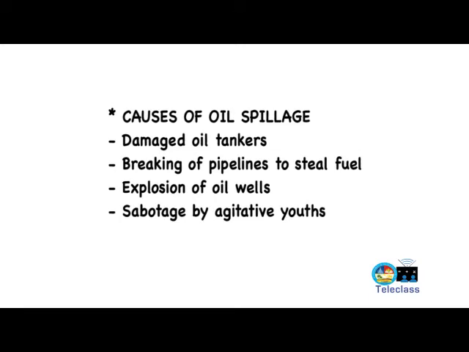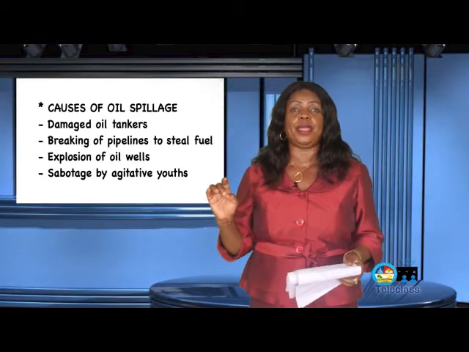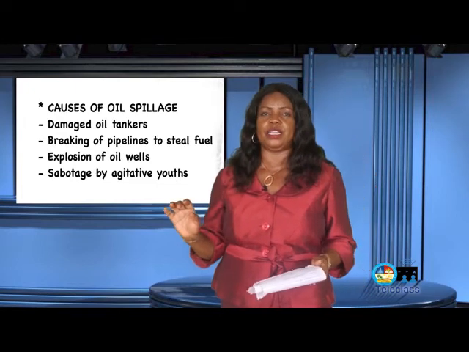One of the causes of oil spillage is damaged oil tankers. You see these tankers, some of them are being damaged. At the end of the day, the oil is being littered all over the land, causing water pollution. Another one again is breaking of pipelines to steal fuel. Our boys today, you see them, they want to make money. They go over there where these pipelines are being laid down. They destroy it just to steal fuel from the pipelines. This is one of the causes of oil spillage in our environment.